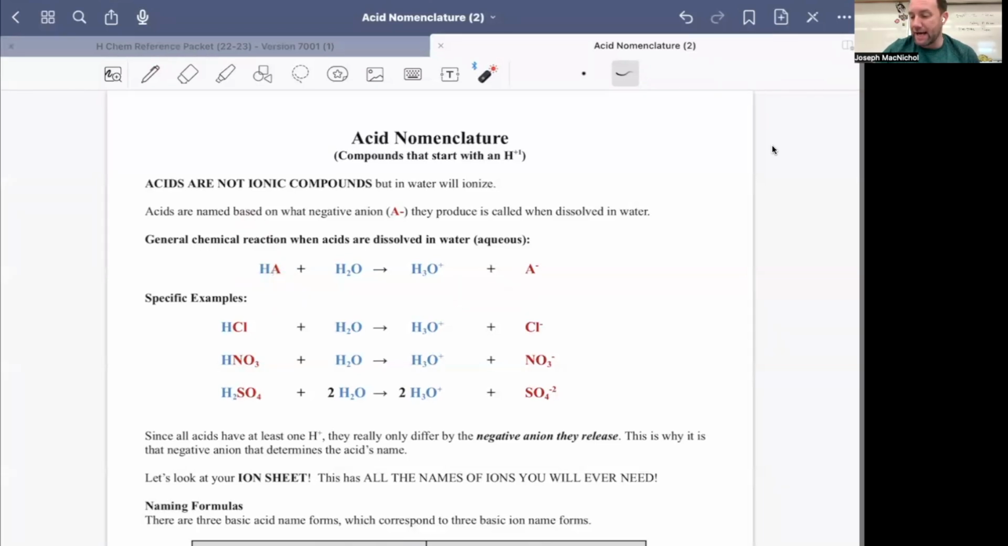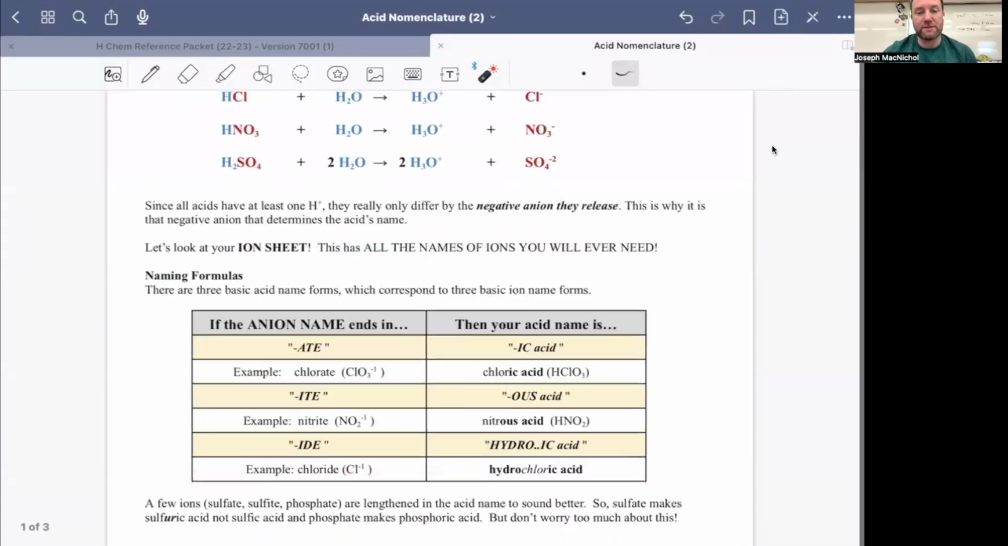Now, since every acid begins with H+, really they only differ by what that H+ is connected to, right? That anion. And since the anion is really what makes their structure different, because they all begin with a hydrogen that they will lose to water, we name acids by what this anion is. Okay, so let's look at this pattern.